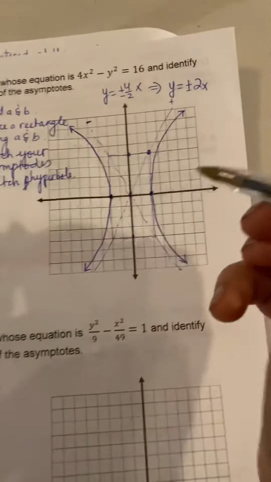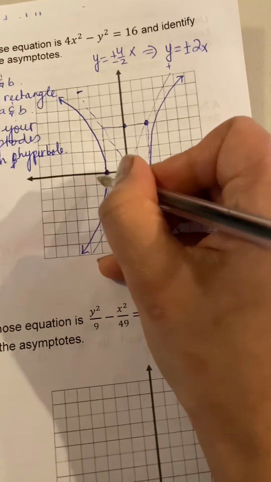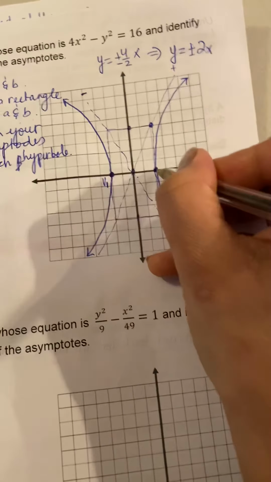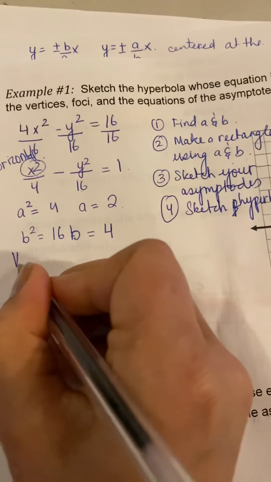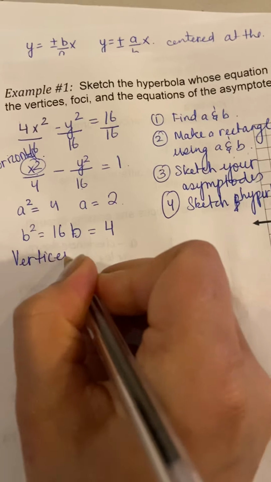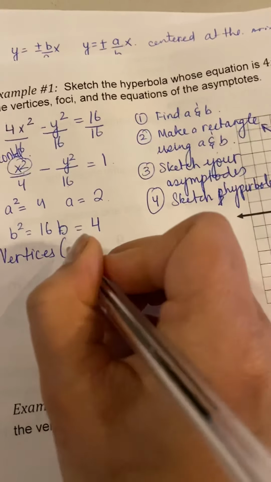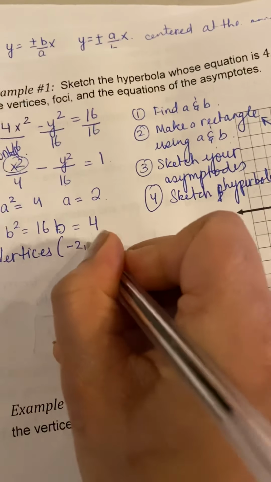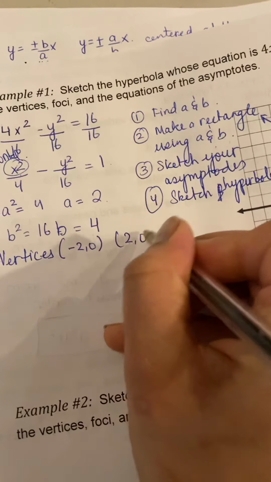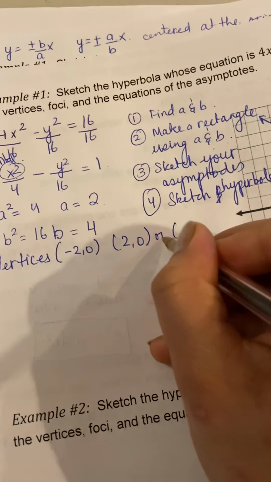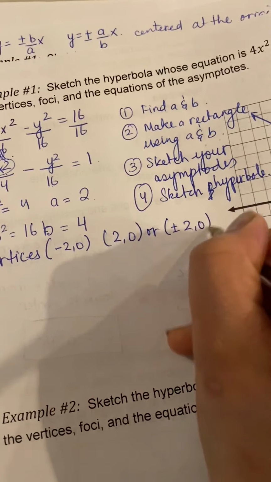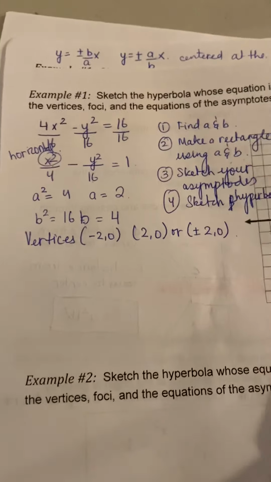Okay, so now what do we need to mark on this? This is your vertex. This is going to be V1, V2. So I can write down my coordinates of my vertices. What are those? Vertices are -2, 0, and 2, 0. Yes, you can write it, or you can write it as plus and minus 2, 0. Either or is acceptable, right?